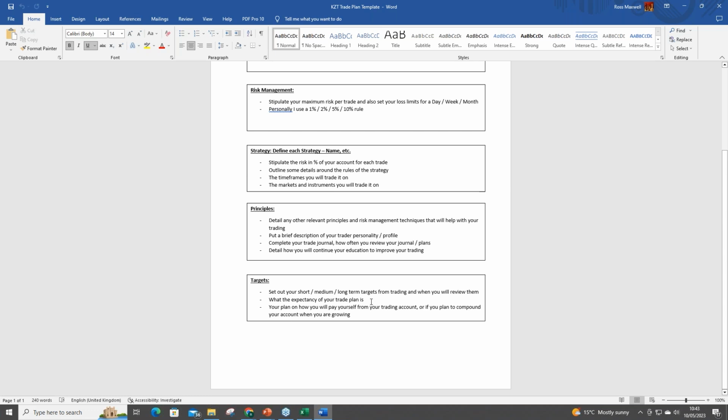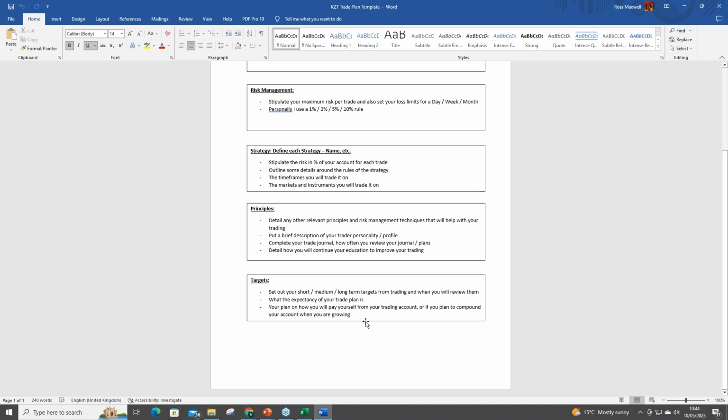And then finally, set out your short, medium, and long-term targets. So it may be at first, my short-term targets are to become profitable. My medium-term targets are to return 5% a month. And my longer-term targets are to have a £100,000 account to return £5,000 a month and replace my income. That sort of thing. Not really detailed, but just an outline of what your goals are.